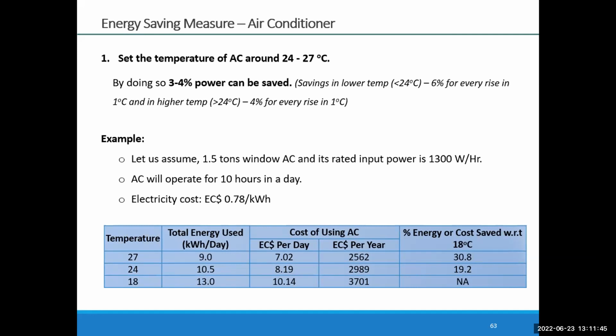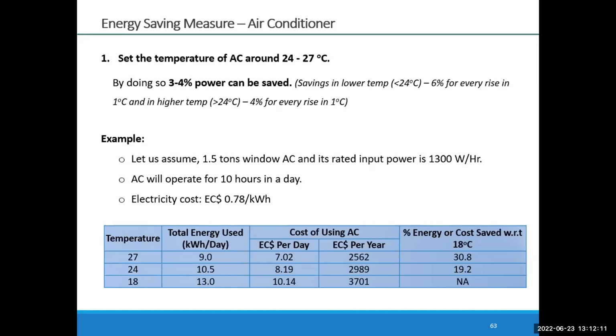If you are setting that air conditioning unit at 24 degrees centigrade and operating it for 10 hours, you will be consuming around 10.5 units per day. And if you are setting it at 27 degrees, it is consuming around 9 units per day. So you can see that when you increase the set point of the thermostat of the air conditioning unit, you are able to see the reduction in energy consumption.